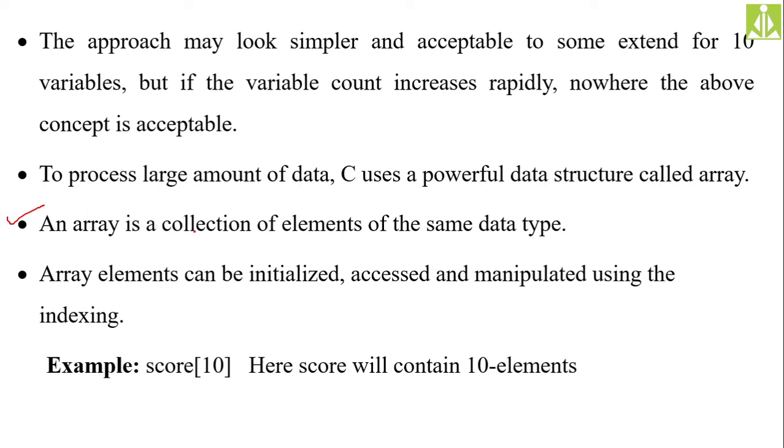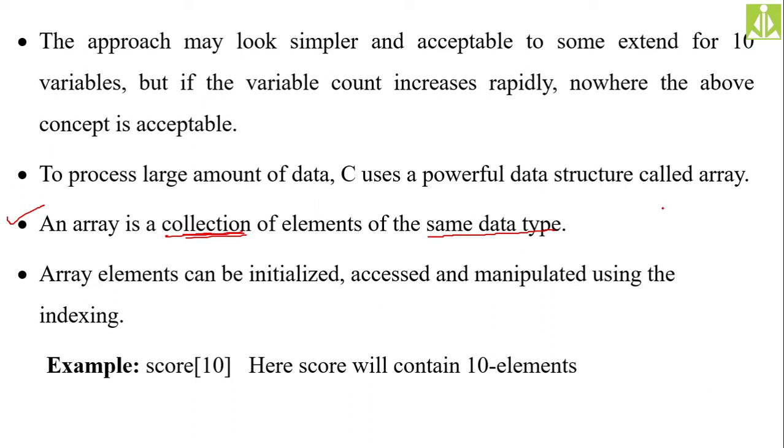So an array is a collection. When I'm saying collection, it is not a single entity, rather it is a group, isn't it? If it is a group, then only we term it as a collection. Otherwise we call it a normal entity. An array is a collection of elements of the same data type. If you are creating an array of integers, then you can store only integer values. If you are creating an array of characters, then you can store only characters into that array. We cannot store mixed data type elements into the array.